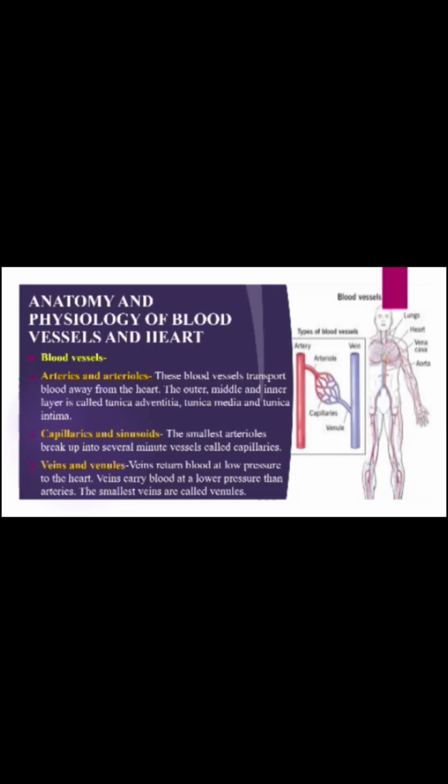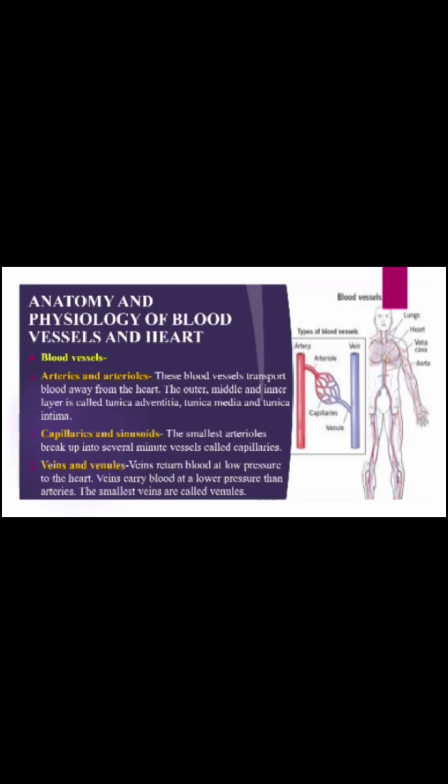Here is the anatomy and physiology of the blood vessels and the heart. Within the blood vessels, we have arteries and arterioles, then capillaries and sinusoids, veins and venules. Arteries are the blood vessels that transport the blood away from the heart. The small sections of the arteries are called arterioles. And the aorta is the large artery.